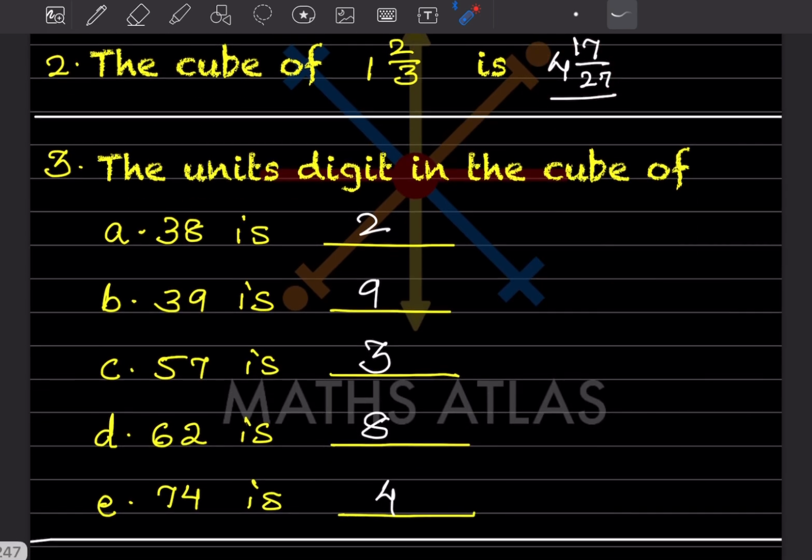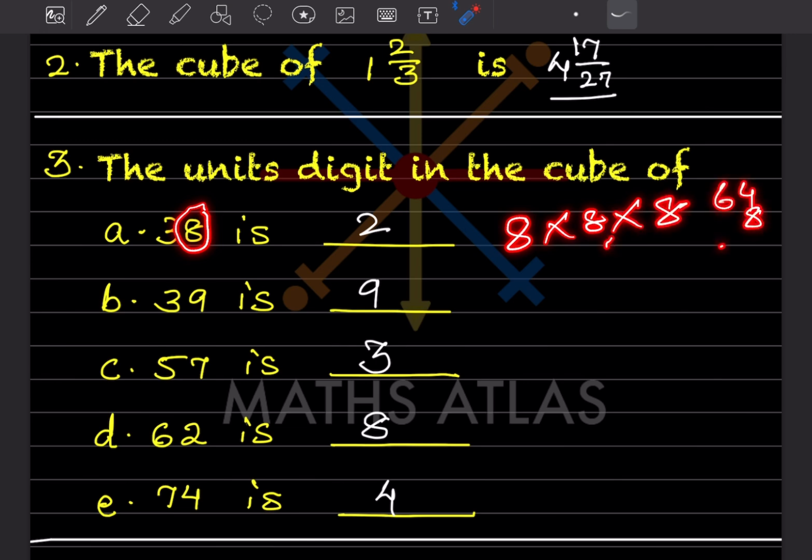Now here, the units digit in the cube of 38 is. So always here we have to look at the unit place. This is 8. So you'll take the cube of this one. 8 8s are 64 and 64 8s are, that is going to be 512. So 512 means this is 2 in the units place. So here you're going to write 2.